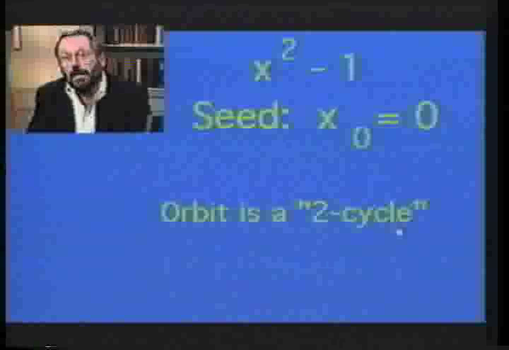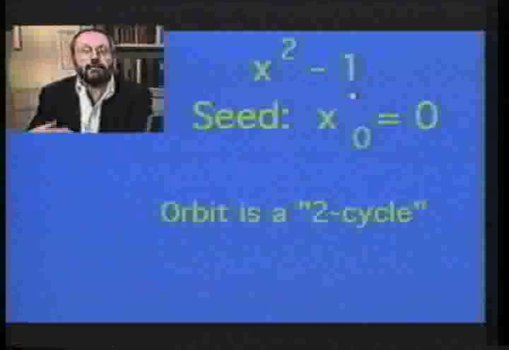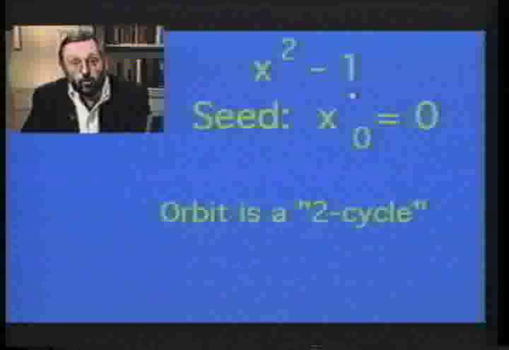So you see that as we vary the constant c, we get different answers to the question, what is the fate of the orbit of 0? So what I'd like to do now is turn to the computer and use the computer to compute several other examples of orbits under x squared plus c.